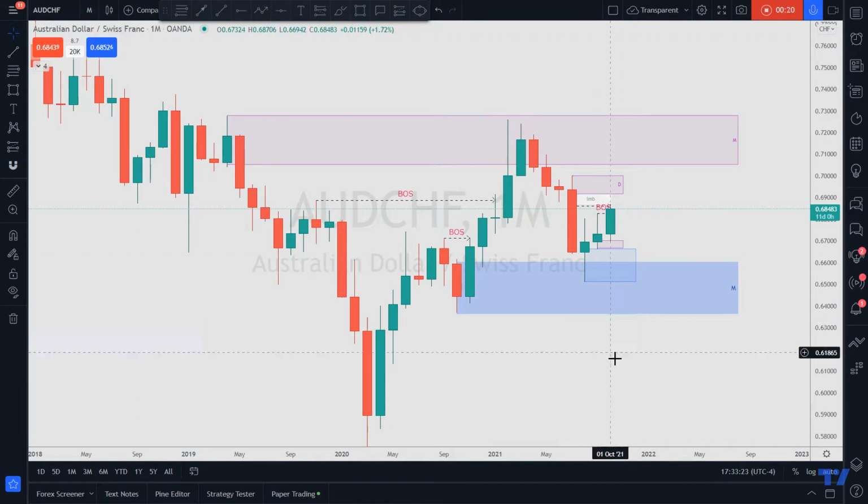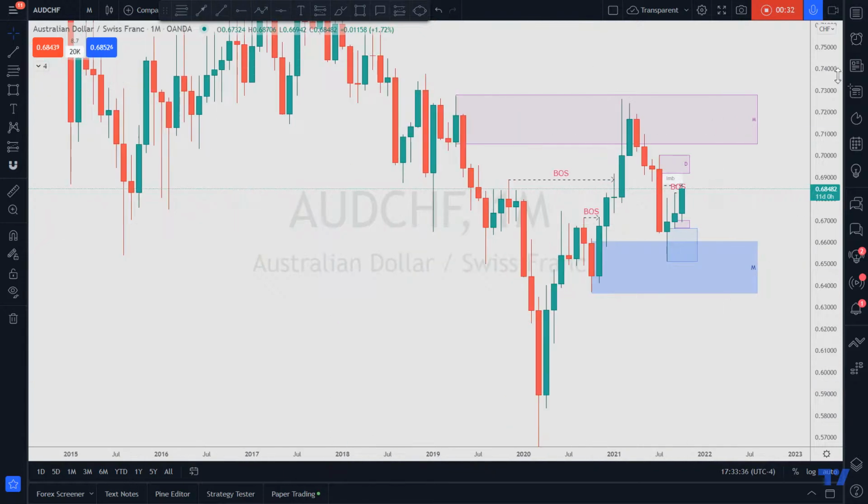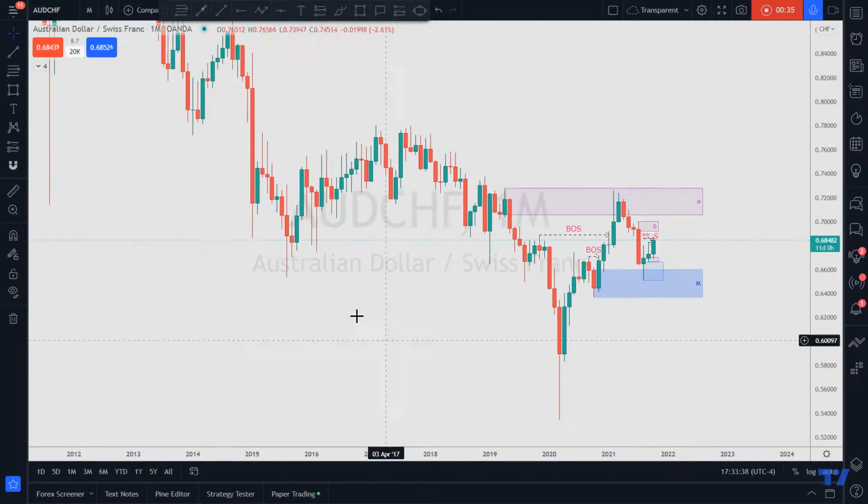All right. What do we see on the monthly? What do you see in front of you? We have a supply zone, we have a demand zone with a little M for monthly inside of each one, a little happy M, right? All right. And what do we notice in this market? We see lower highs, lower lows, right? And then price starts to push up.